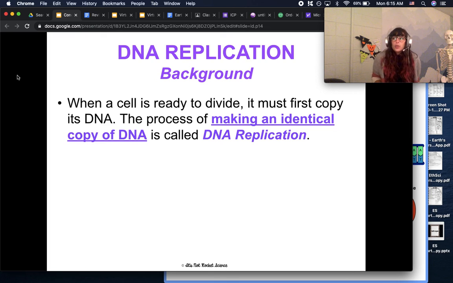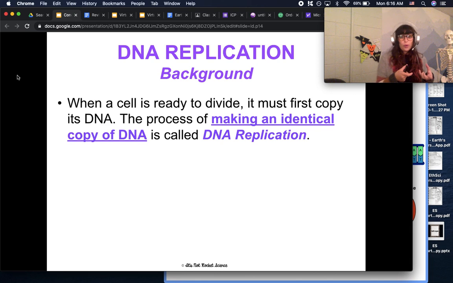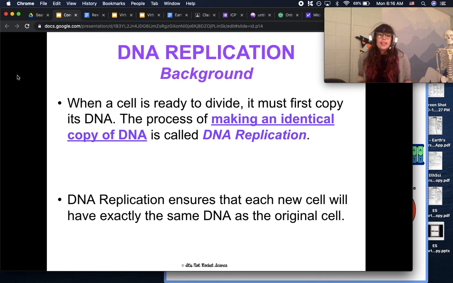I want you to imagine that you have a book that tells you how to live your whole life. And before you have a kid, you need to hand copy that whole book, because when they're born, they're going to need the exact same one. So you better rewrite it and you better do it carefully. DNA replication makes sure that every single new cell has exactly the same DNA as the original. That stops us from getting mutations and even diseases like cancer that come from mutations.